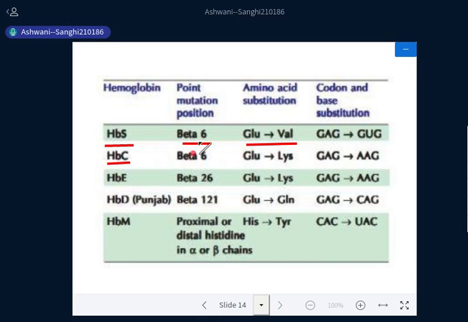HbC: at the 6th position of the beta chain, glutamic acid is replaced by lysine. Like HbE, in this beta globin chain at the 26th position glutamic acid is replaced by lysine. Like HbD, at the 121st amino acid position of the beta chain glutamic acid is replaced by glutamine. HbM, in that histidine is replaced by a tyrosine amino acid residue.